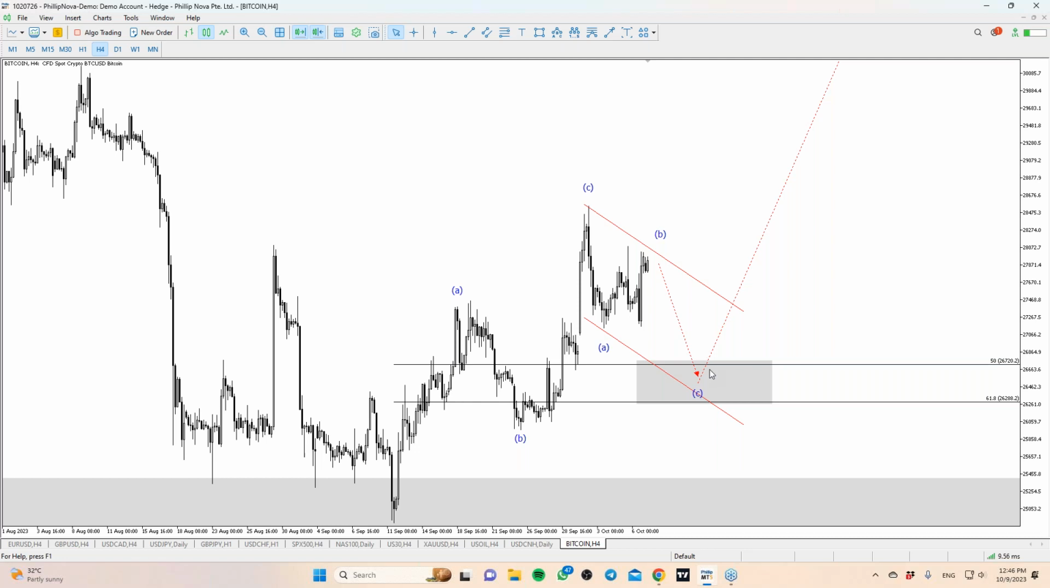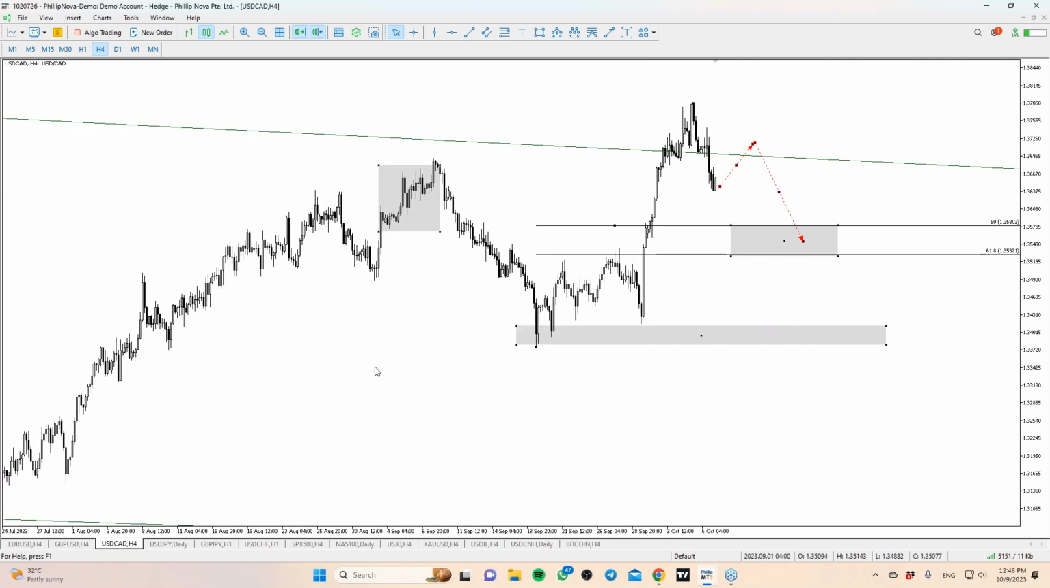A question: how far is the typical pullback after a crawl? After a pullback is completed, do we always expect the original trend to continue? Not necessarily, because a crawl pattern from an Elliott wave perspective is essentially what we call a diagonal. From the Elliott wave perspective, we have two types: one is a leading diagonal, one is an ending diagonal.